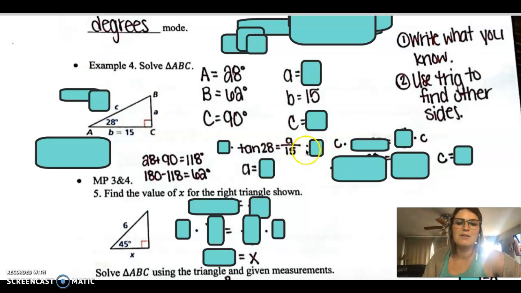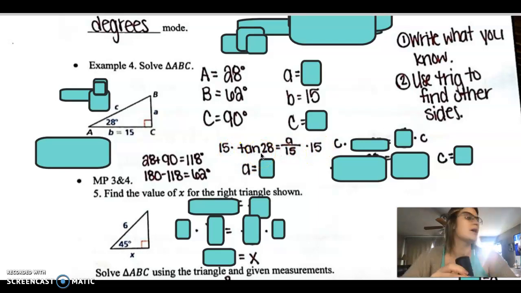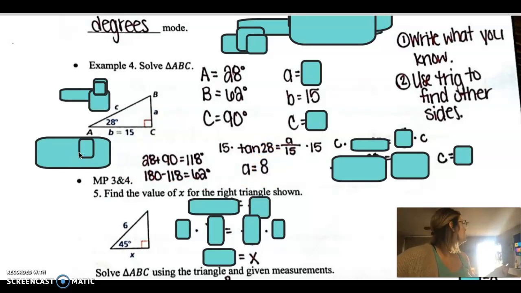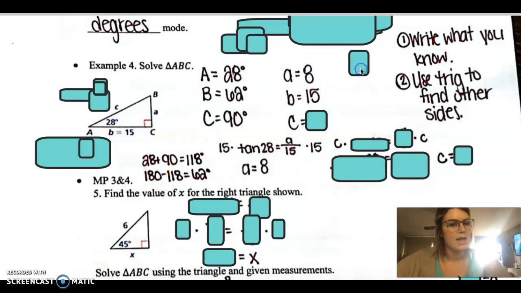So if we have a over 15, we want to get a by itself. We multiply both sides by 15. Those will go away, and we get 15 tangent of 28 equals a. So if you type in 15 tangent 28 in your calculator, it'll give you a is 8. And it might be a decimal, and I might have rounded to 8. Okay, so a is 8.